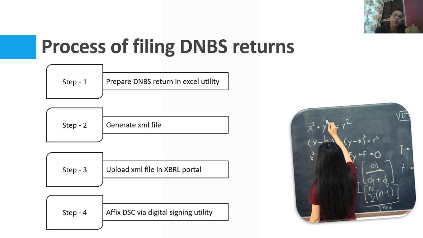Suppose I want to upload DNBS 02, what are the 4 steps? First, you have to prepare your Excel utility from your balance sheet and some other data, and then from there the XML utility is generated, and then upload the XML return, point number 3, and affix a digital signature on point number 4.